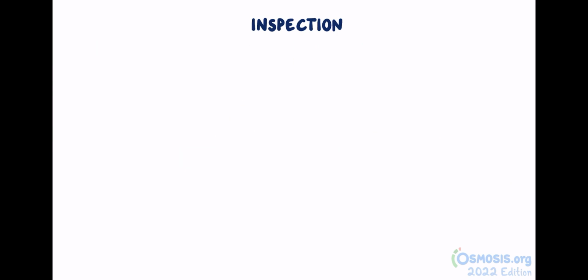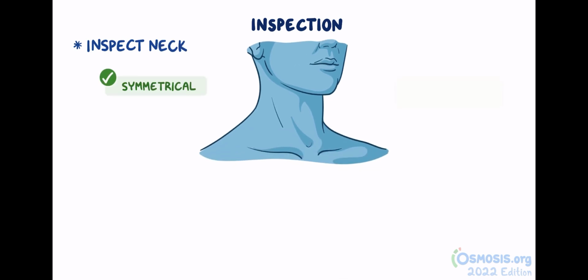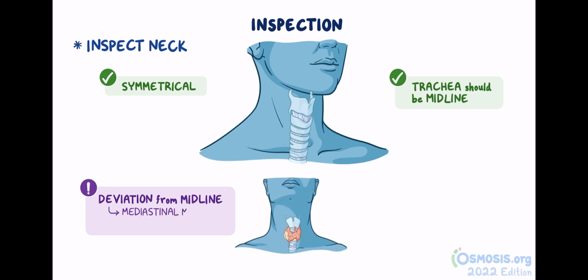Following inspection of the mouth and oropharynx, you should inspect the neck, which should be symmetrical on each side. The trachea should also be midline. Any tracheal deviation from midline can indicate a mediastinal mass or thyroid disease.